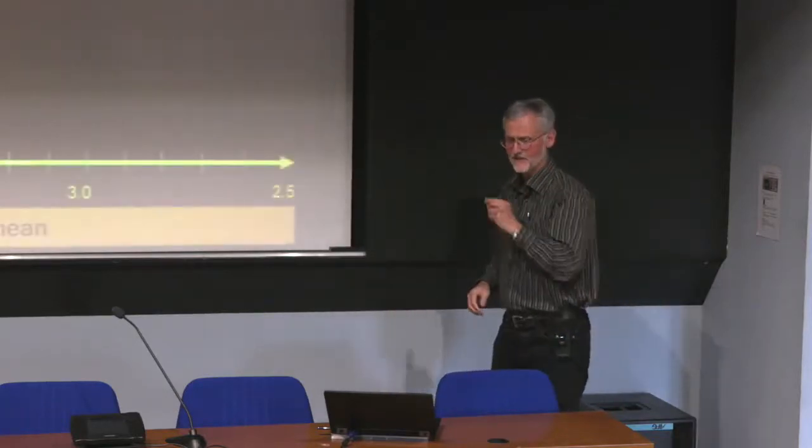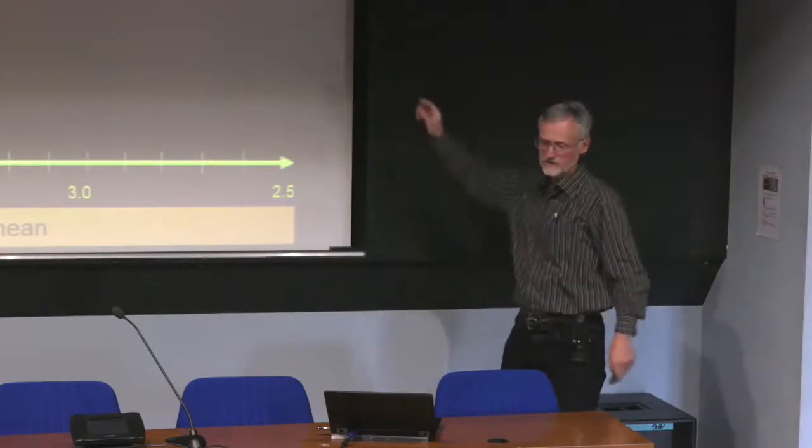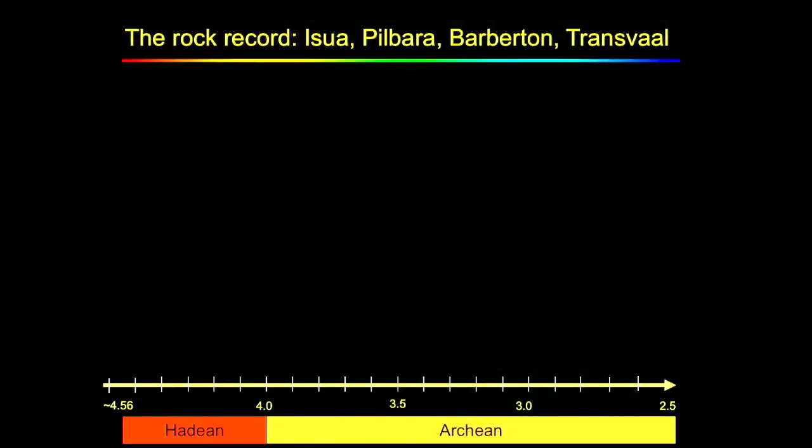I'll show you, we just have 3 or 4 regions on Earth that we can derive information from. And then, of course, we can do something about it. So look at the rock record. I wrote Isua, Pilbara, Barberton, and Transvaal. Where do they place on the time axis?